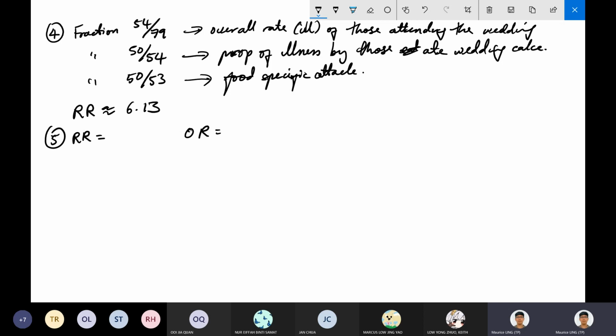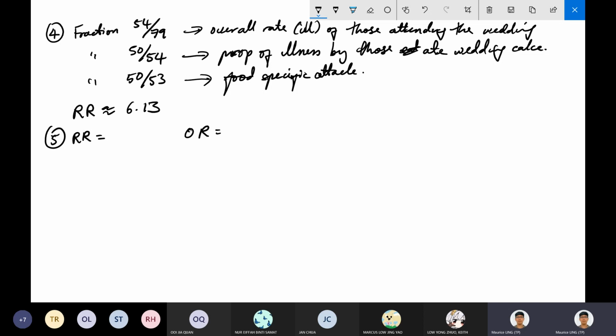No, then what does proportion of patients who ate the wedding cake mean? I don't know. Because there are people who do not eat the wedding cake and still get sick. Yeah, I know the language is a bit problematic. Just don't bother about this part first. Seriously, nobody will ask you that problem. Don't worry too much about that. This question has always been problematic, so just leave it first. The main thing is you calculate the odds ratio and relative risk correctly.